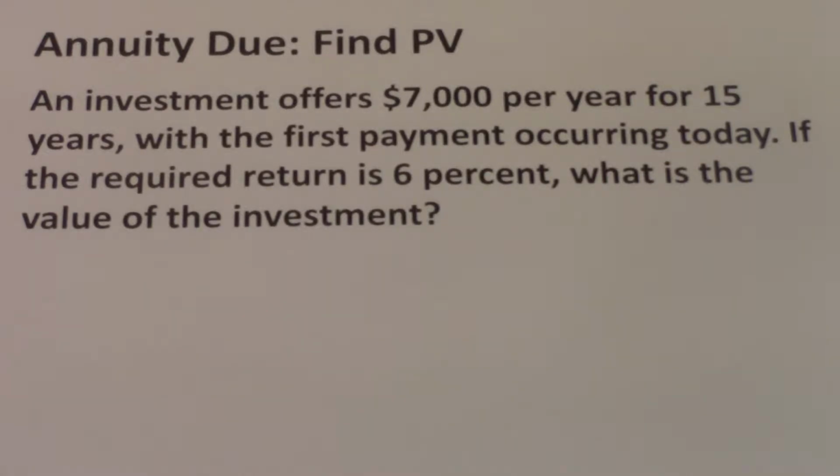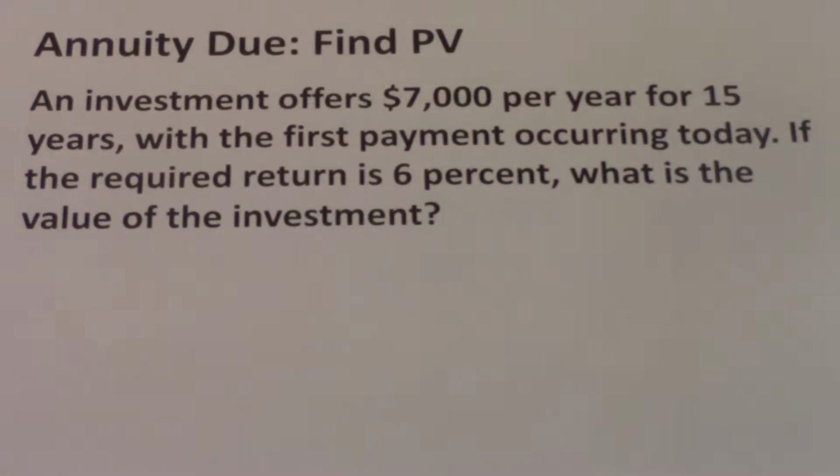So here we do know that the $7,000 payment, the first one happens today, and so that is your clue that this is an annuity due. So the first payment occurring today, that is your clue that this is an annuity due. And you're trying to determine the value of the investment, meaning the value of the investment today. So here you're trying to determine the present value of an annuity due.